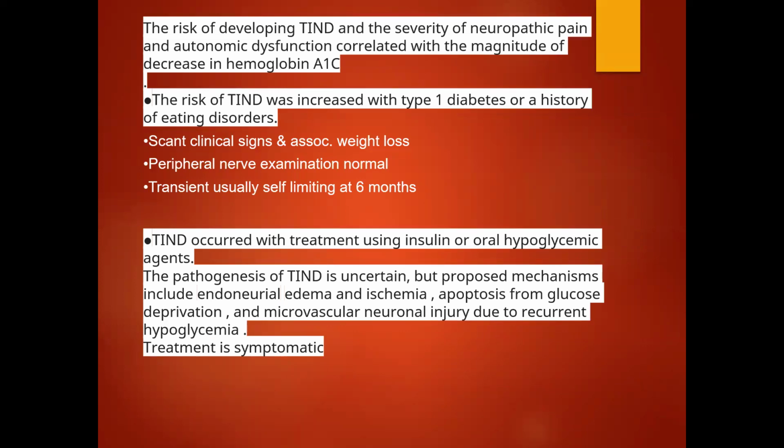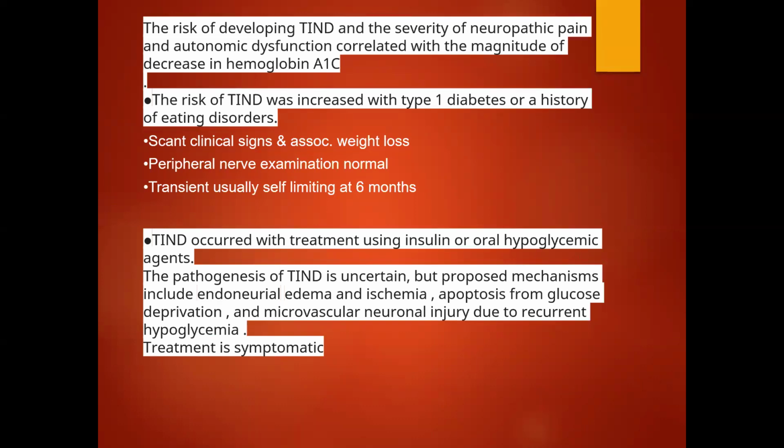The risk of developing treatment-induced neuropathy or insulin neuritis, and the severity of neuropathic pain and autonomic dysfunction, correlate with the magnitude of decrease in HbA1c. The risk of insulin neuritis was increased in type 1 diabetes or in patients with a history of eating disorders. What is also important is that it has scant clinical signs. It may have associated weight loss.